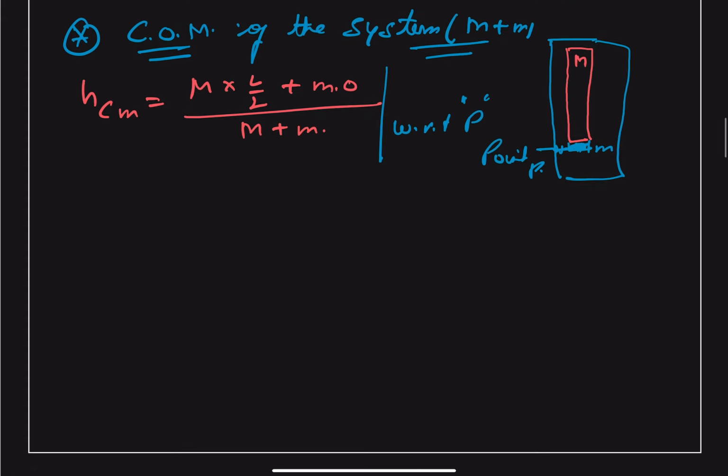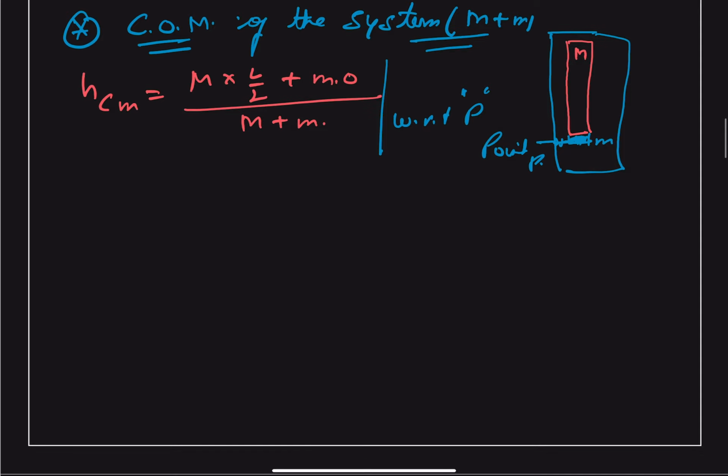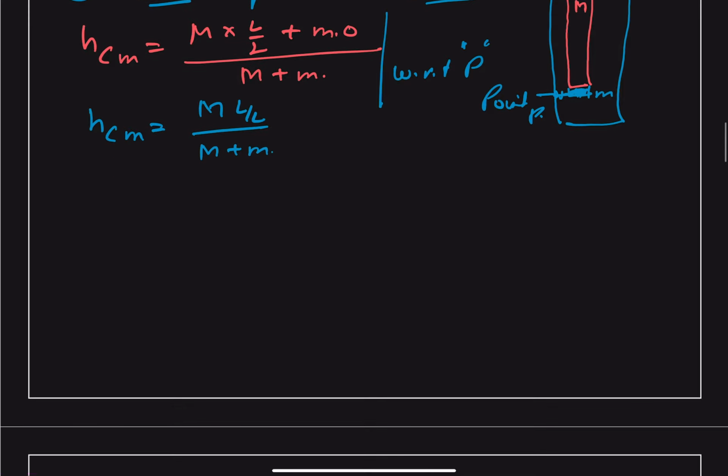So we get our height of center of mass will be equal to M multiplied by L by 2 divided by M plus small m. And we know that our center of mass, or we can say the center of buoyancy, is located at the center of the submerged length, that is half of the submerged length.